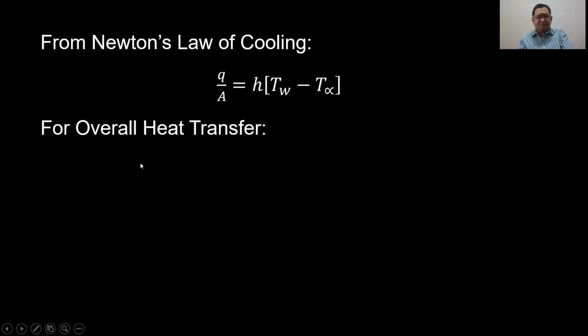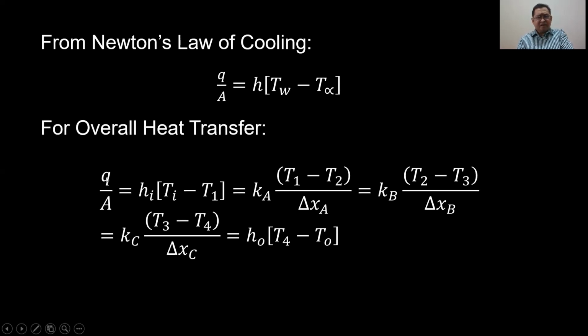So for the overall heat transfer, we have the heat rate per area equal to h sub i times (T sub i minus T sub 1), which is equal to k sub A times (T sub 1 minus T sub 2) all over delta x sub A, which is also equal to k sub B times (T sub 2 minus T sub 3) divided by delta x sub B, which is also equal to k sub C times (T3 minus T4) all over delta x sub C, which is also equal to h sub o times (T sub 4 minus T sub o).